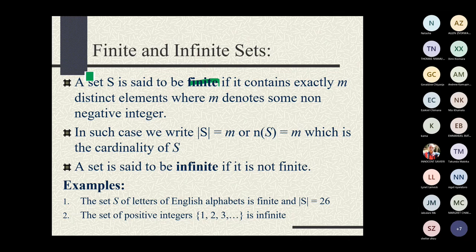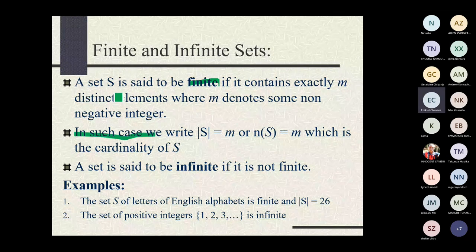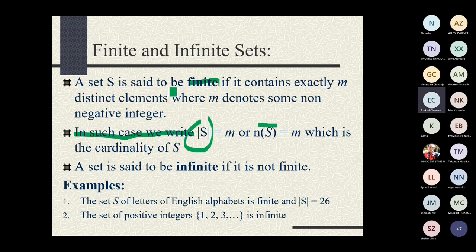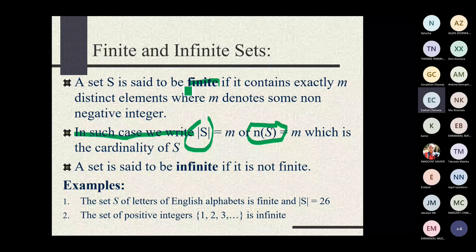So in such case, we write modulus of S is equal to m, or number of elements in S is equal to m. Whichever way you use, you'll be referring to the same thing, which is the total number of elements in that set. And we call it as well the cardinality of the set. So if you are asked about the cardinality of a set, we are just asking for the total number of elements in that set.